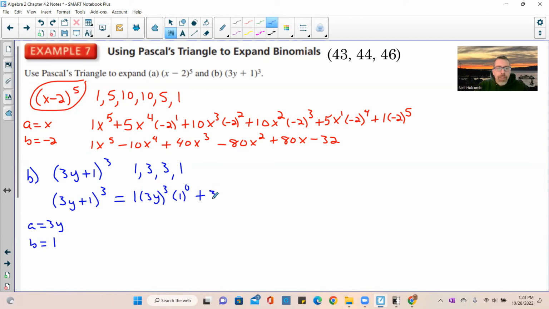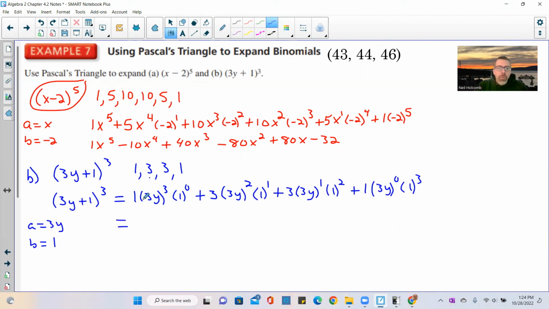Now it's going to be 3 for my leading coefficient from the Pascal's triangle, times a squared, okay, times b to the 1, because 2 plus 1 is 3, plus leading coefficient of 3, 3y, now this is going to decrease to 1 times 1 squared, plus, and then my leading coefficient is 1 times 3y to the 0 times 1 to the 3. Okay, so it goes 3, 2, 1, 0 for the y, and 0, 1, 2, 3 for the 1. So the first term decreases in power by 1 each time. The second term increases in power by 1 each time. And you use the leading coefficients from the Pascal's triangle.